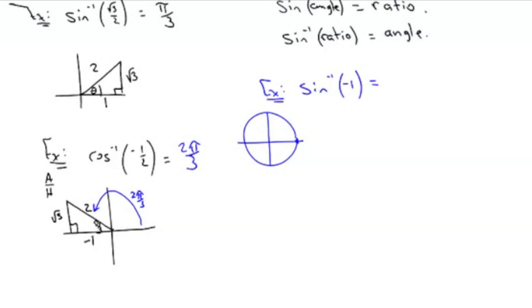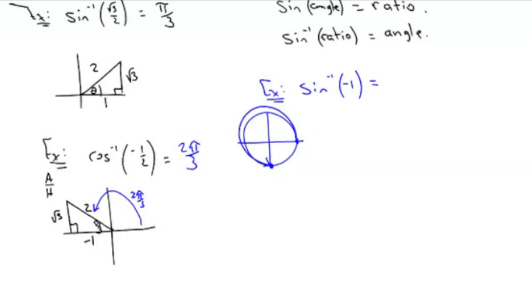The sine is which coordinate on a unit circle? It's the y-coordinate. So when is y equal to negative 1? Down here. So the angle is 3 pi over 2. But the calculator, if you ever use a calculator on this, is not going to give you 3 pi over 2. It's going to give you negative 90, negative pi over 2.